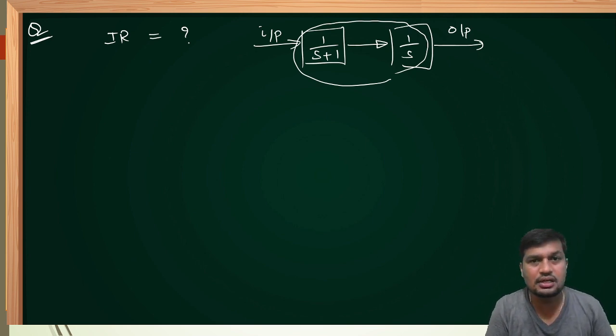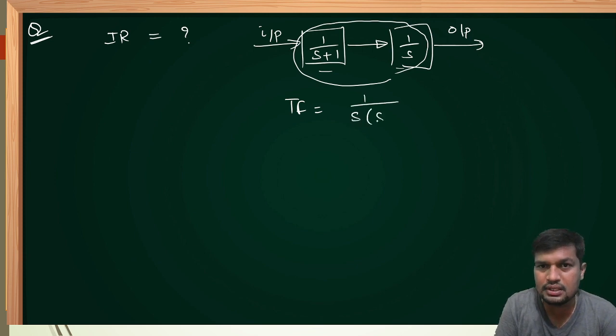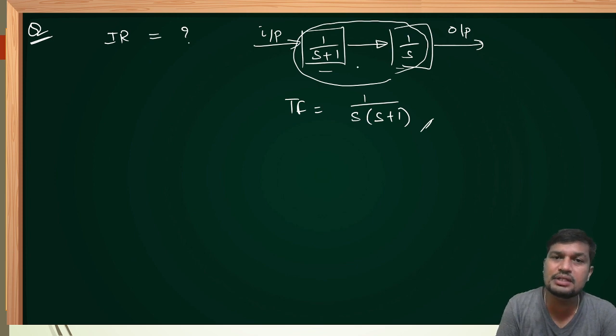by assuming initial conditions are 0, is nothing but the transfer function. Now the transfer function is just these two blocks in cascade. What is the result? Multiplication: 1 upon s into s plus 1. Right, now indirectly, from this block diagram, we know the transfer function.